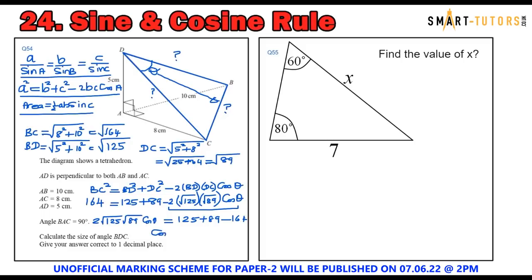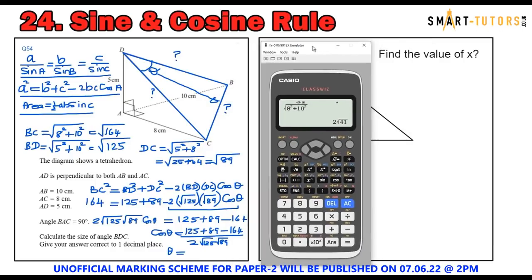From that you can find out the cos theta, whatever the top answer, 125 plus 89 minus 164, divided by 2 times square root of 125 times square root of 89. From there you can find out the theta. I'm going to show you how to press this on the calculator in one go.